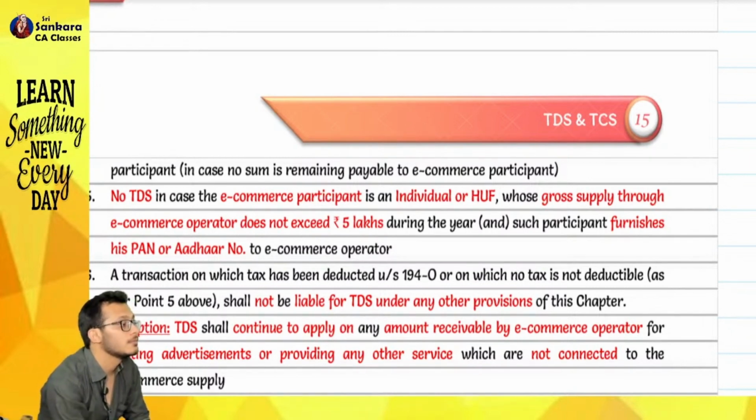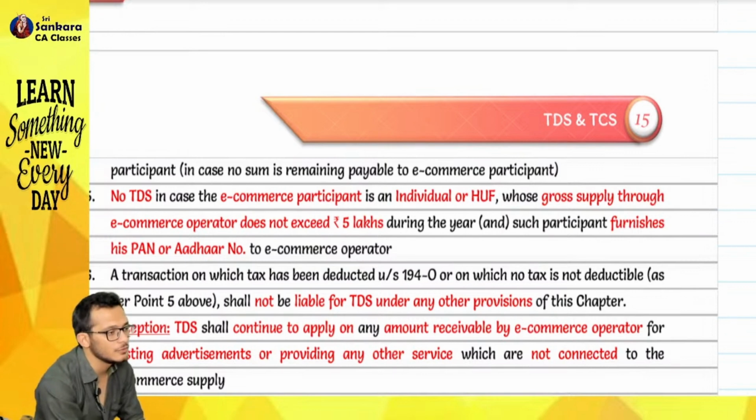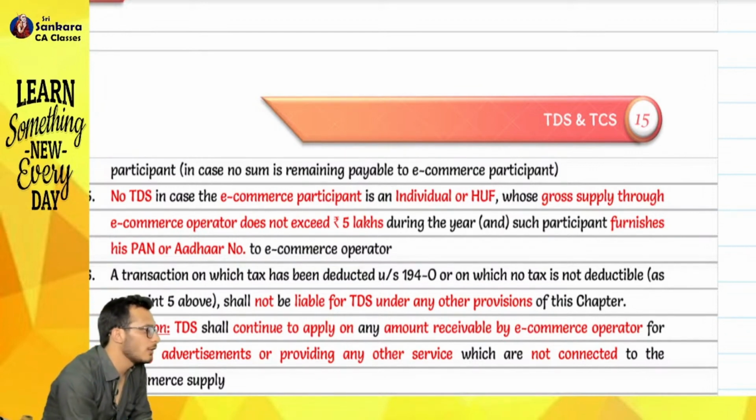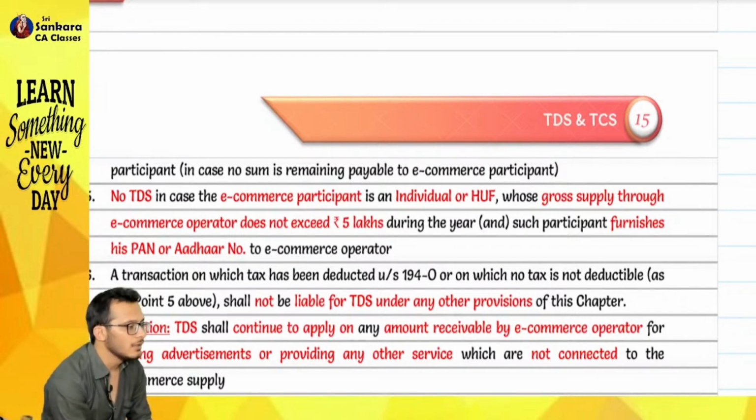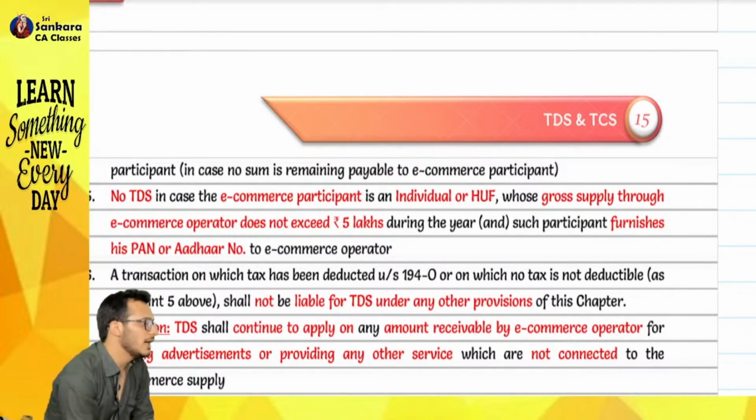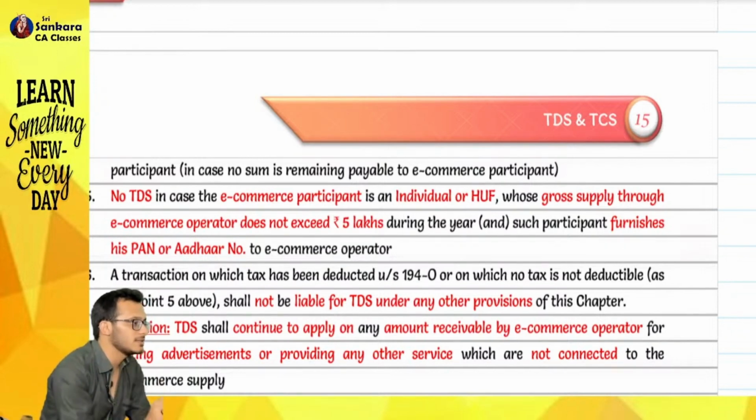194Q talks about purchase of goods. Provisions come and say if you go and purchase goods from someone, and the money which you are going to pay to that person is going to go more than 50 lakh rupees in the year, you will have to deduct TDS at the rate of 0.1% above 50 lakhs.